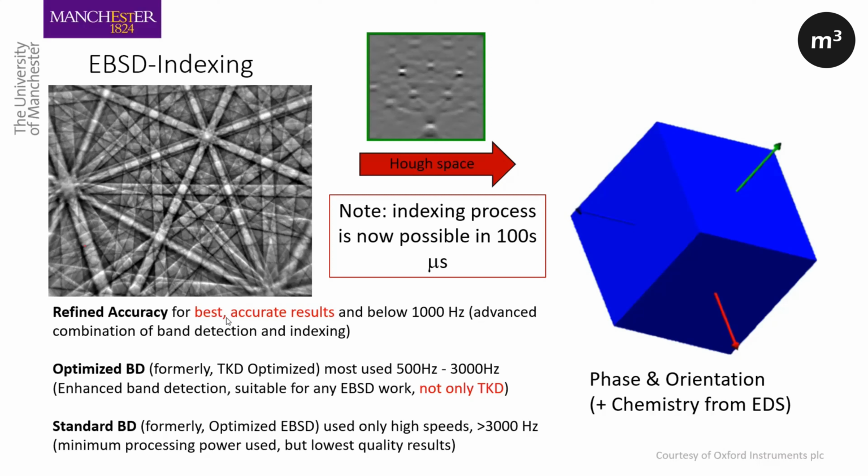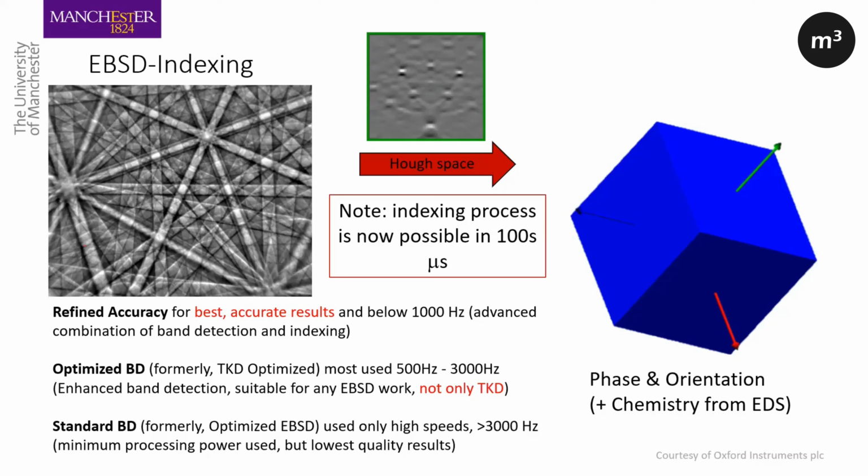It's the most accurate way to do this, and it's typically below 1,000 hertz. I think the software may have, Jack may correct me, it might be a bit more than that now, since they've made the software improvement.